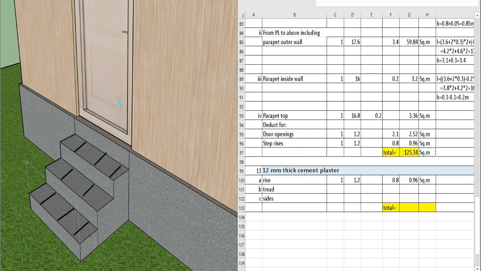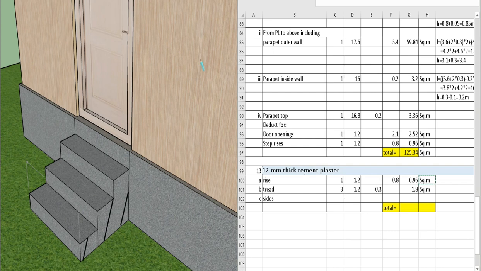Now we have to do the plastering on this tread. That means we have 3 number of treads, so we can write the numbers as 3. We have the length of the tread 1.2 meter, and we have to multiply by this width. That means this is 0.3 meter, so our width is 0.3 meter, and we get the total quantity 1.08.